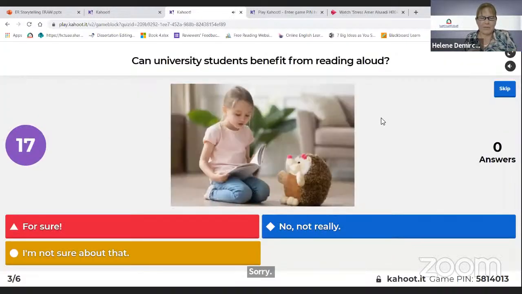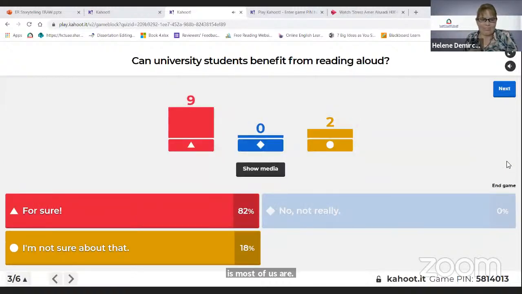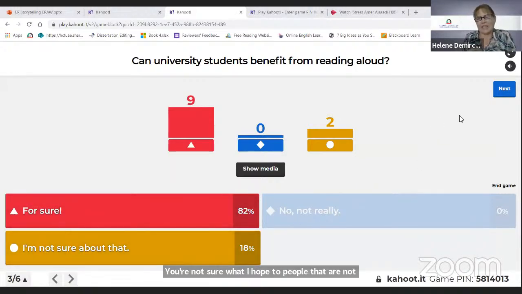Well, that's good. So here, as you're reading, I shall read aloud. Can university students benefit from reading aloud activity? What do you think about that? For sure, great. You're not sure. Well, I hope the two people that are not so sure about that today might feel more sure about it at the end of the session.